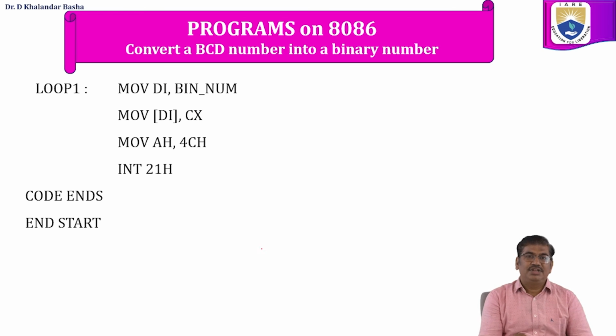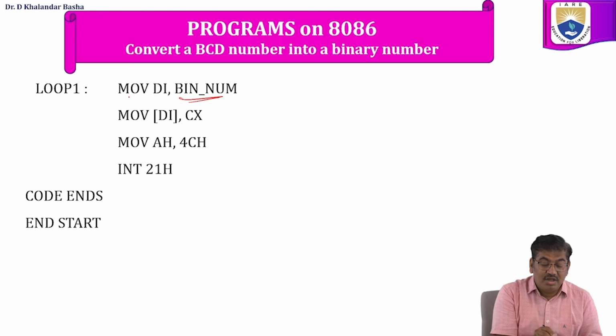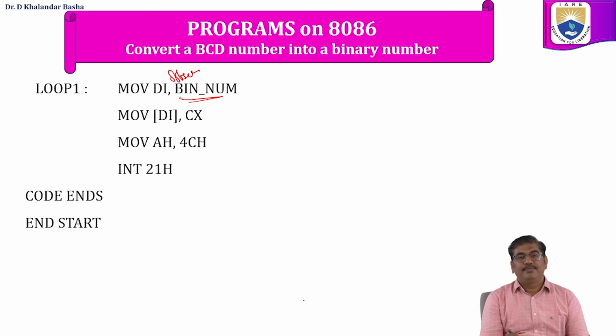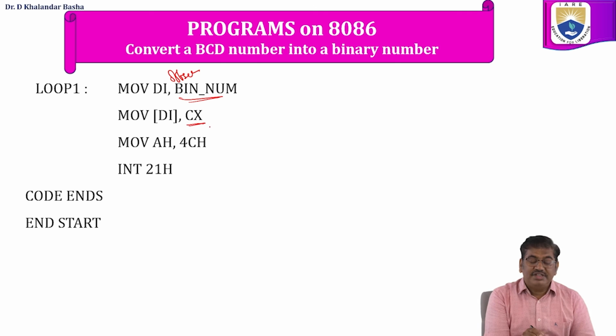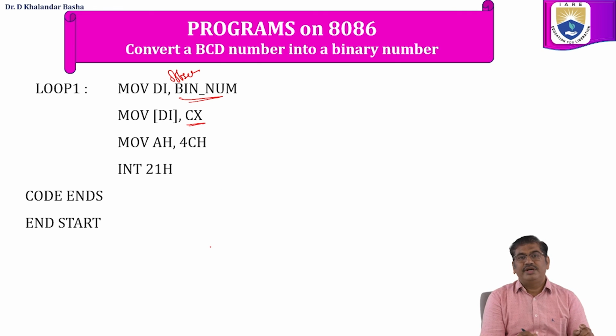Once BX content is 0, we will fetch the address of the binary number, which is in the data segment, into DI. So here you will write MOV DI, OFFSET binary number, which fetches the offset value of the binary number into the DI register. The result in the CX register will be loaded into the memory location in the data segment whose address is already fetched in the DI register. For that we use the instruction MOV [DI], CX.